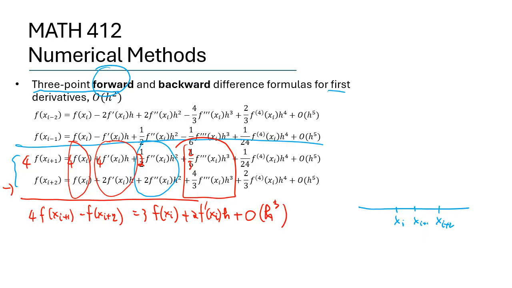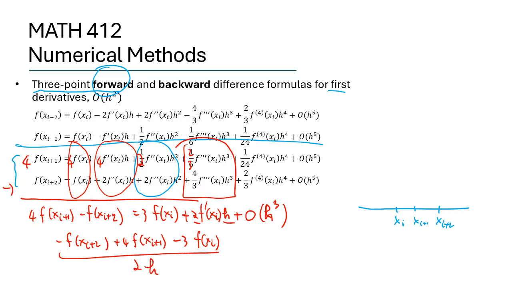Okay, now you change this formula, you will see. How about this formula? This formula will be negative f of xi plus 2 plus 4 f of xi plus 1 minus 3 f of xi over 2h. So we have f prime of xi equals this, with truncation error divided by h on each side being big O of h squared. Oh, good. We have finished this.